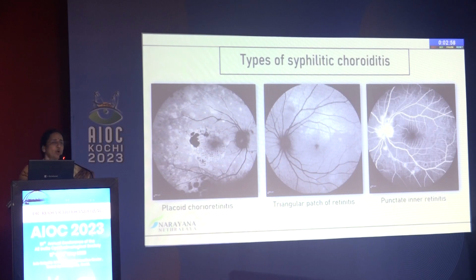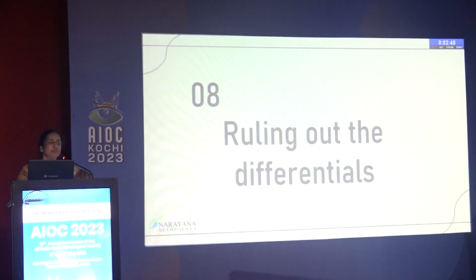We order both non-specific and specific tests for syphilis, that is TPHA or FTA-ABS as specific tests, or VDRL or RPR. After making the diagnosis, we have to start them on systemic antisyphilitic treatment with penicillin. The next is, what are the things we need to rule out as differentials?